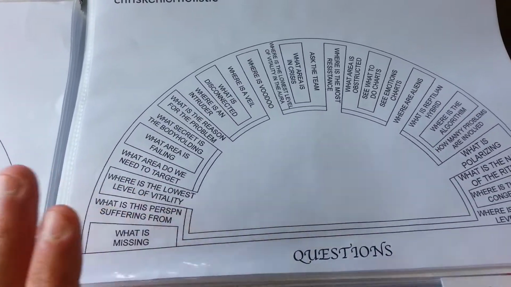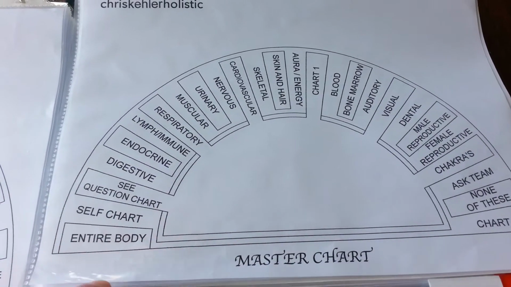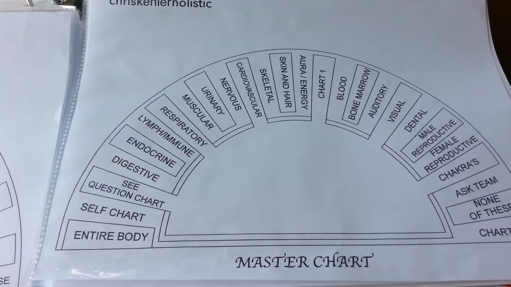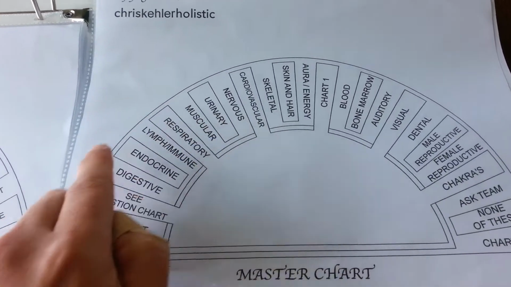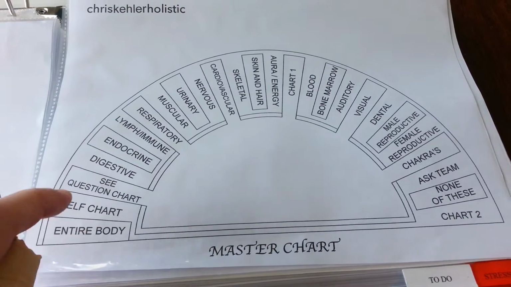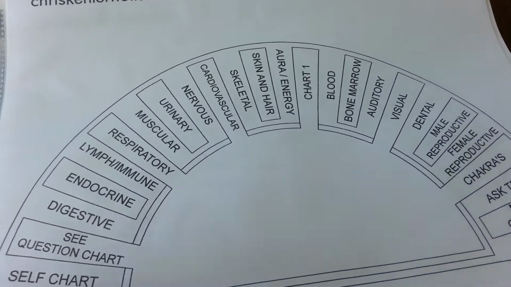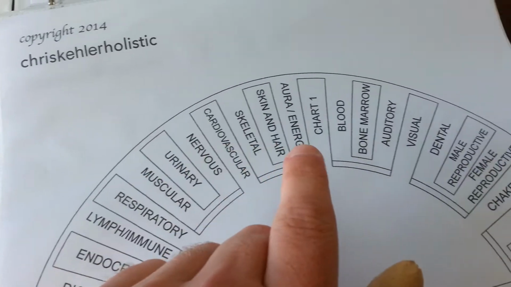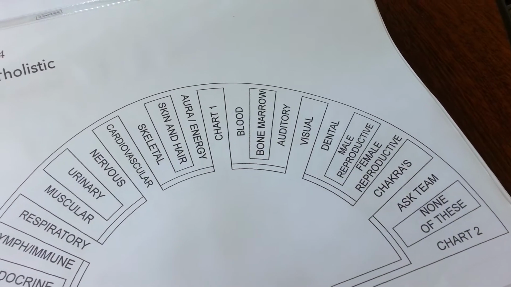Once we know the right question to ask, the next chart I'll usually go to is the Masters chart, which tells me every component of the body. So I'll know the question, I'll ask the question, for example, where is the lowest level of vitality, and my pendulum will point to a certain area on the chart where we need to explore a bit more. Within the Masters chart, as you can see, it's digestive system, endocrine system, lymph system, respiratory system, muscular system, urinary system, nervous system, and so on, around here. It also covers the chakras, so your energy body.